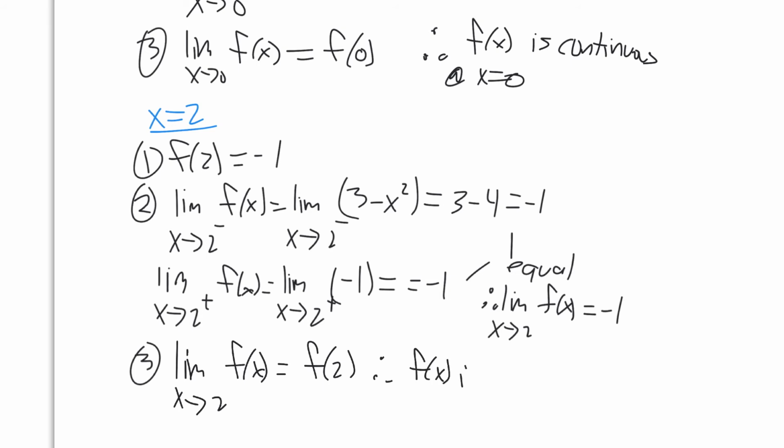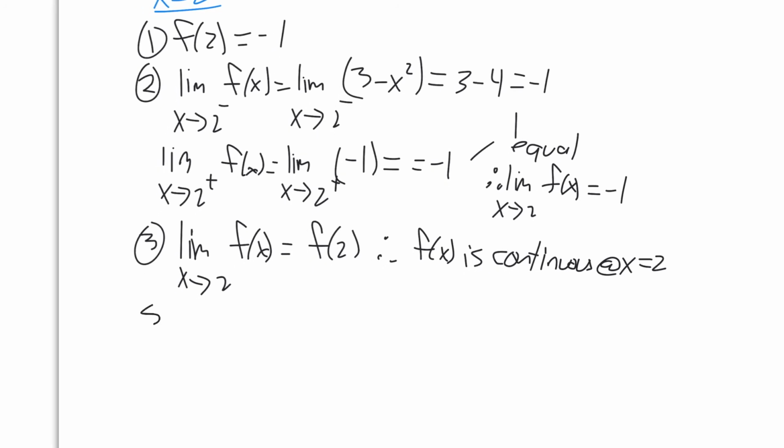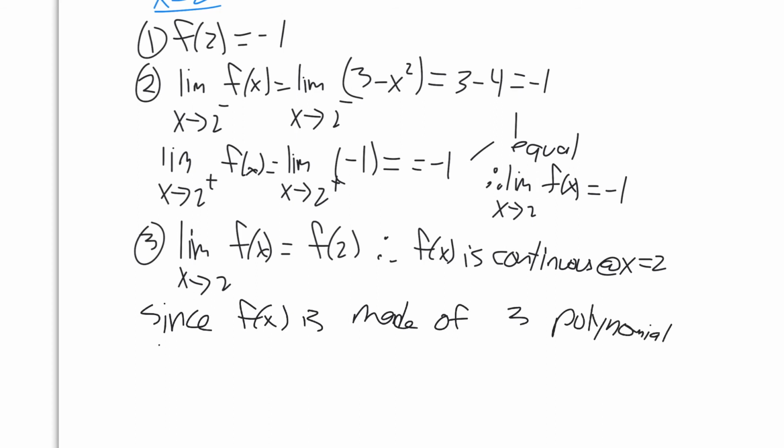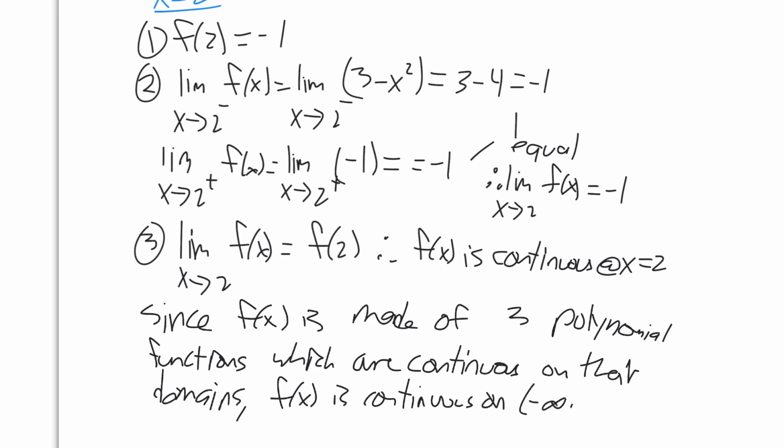Therefore, f of x is continuous at x equal to 2. And now we should add a concluding statement. Something like, since f of x is made of 3 polynomial functions, which are continuous on their domains, f of x is continuous on negative infinity to infinity. So we've shown it's continuous on the whole real number line.